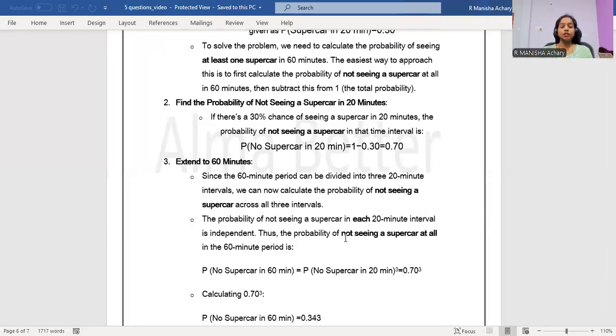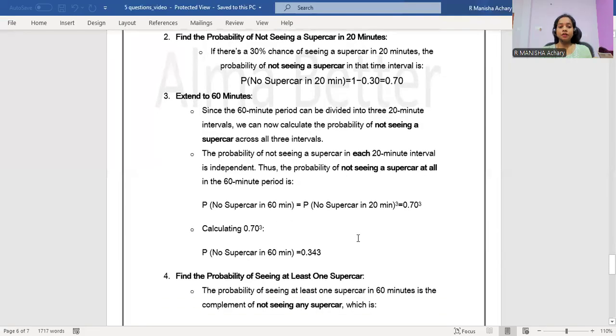This we need to extend. Since the 60-minute period can be divided into three 20-minute intervals, we can now calculate the probability of not seeing a supercar across all three intervals. P(no supercar in 60 minutes) equals P(no supercar in 20 minutes) to the power 3, which equals 0.7 to the power 3, which is 0.343.